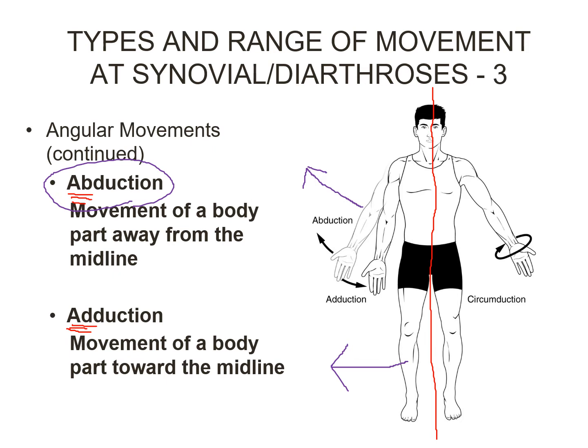And then the opposite of that is adduction. Adduction, you're bringing it towards the midline. So if we were to take this left arm and kind of tuck it in towards our waist, that would be adduction. Or if we were to put our legs together, so where our legs are touching towards this midline, that would be adduction.